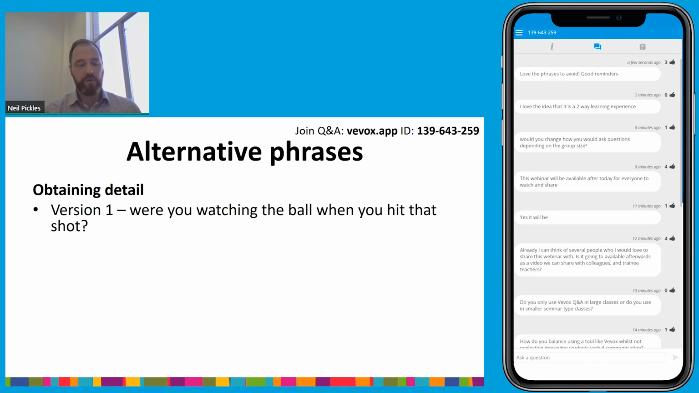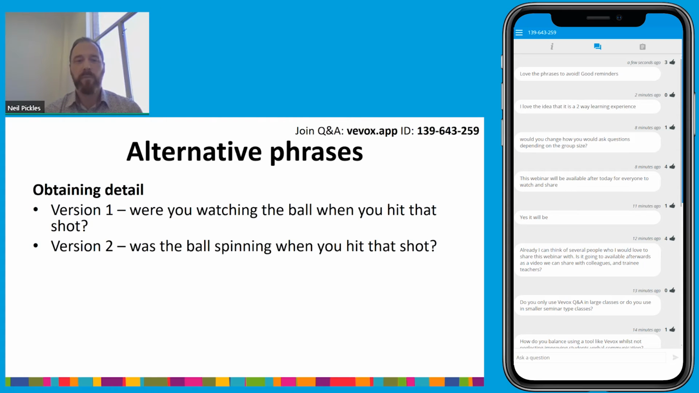And just to finish really, one other way is when you're looking to obtain detail. For example, there are some really good examples from sport for this. So you might be asking someone, were you watching the ball when you hit that shot? The problem with that is that someone might realize they weren't watching the ball and it feels like there's an accusation there. Whereas in the second one, you could say to someone, was the ball spinning when you hit that shot? And if they say, I don't know, then that gives you a sense that they perhaps weren't watching the ball. So that's a really good example of where you can have an alternative phrase.